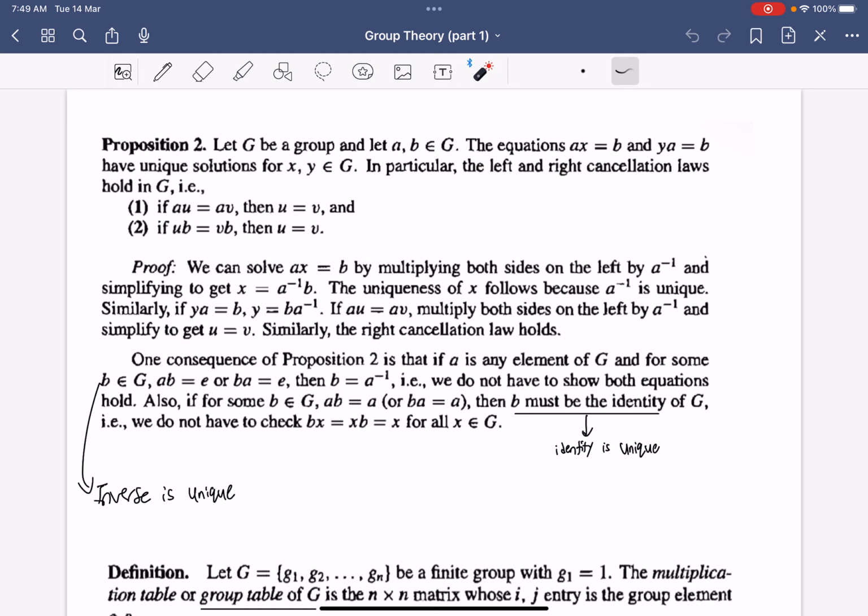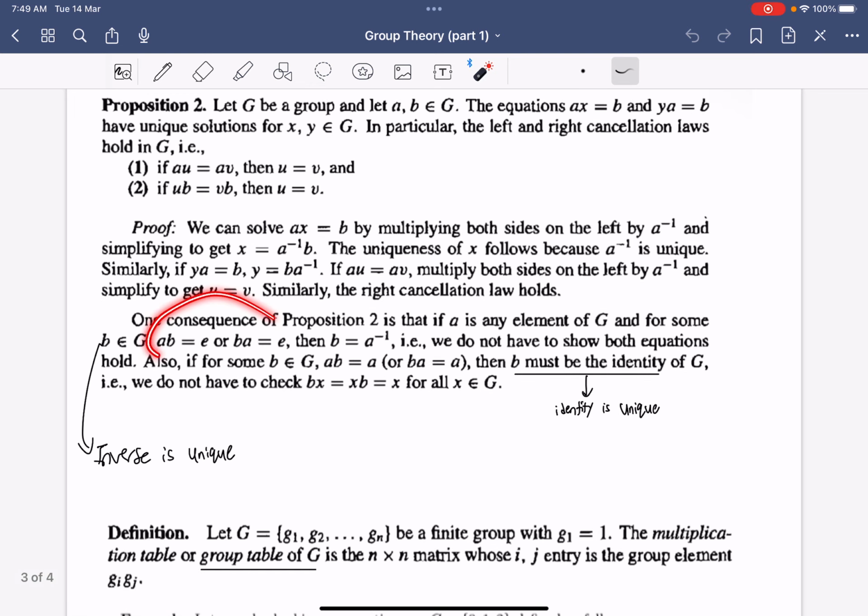And a consequence of this is that now you only need to show one side, AB equals E, to find the inverse. So this means that B has an inverse. B is the inverse of A. And even though in the definition of a group it is AB equals E equals BA, so you need both sides, you can actually just show one side once you know it's a group.